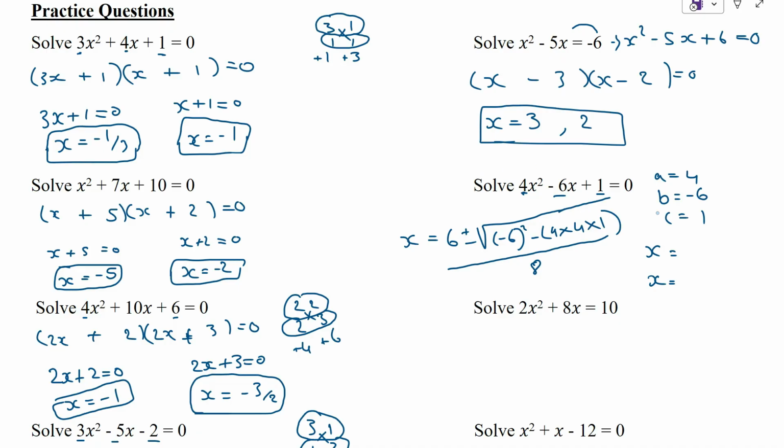So assuming 2 decimal places, the first value for x will be 1.31. Now, on this equation on our calculator, when we change the plus to a minus to get the second value of x, again to 2dp, that will give us 0.19.